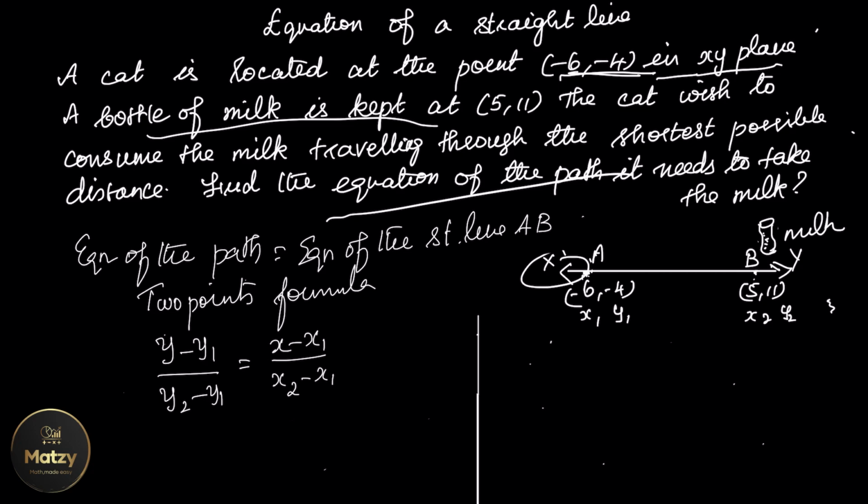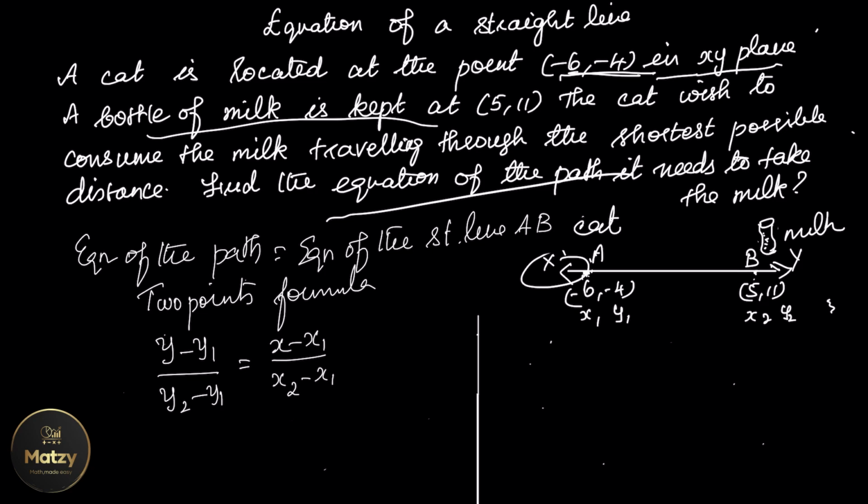See what is given in the problem. I have drawn a line AB. It lies on the xy plane. At the point A (-6, -4), the cat is located. The cat is located here. Then they kept the bottle of milk at (5, 11). That is the point B I have marked.